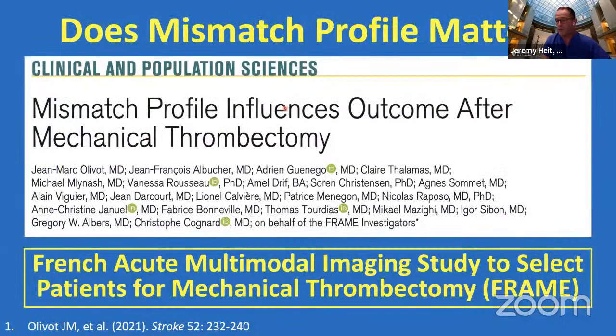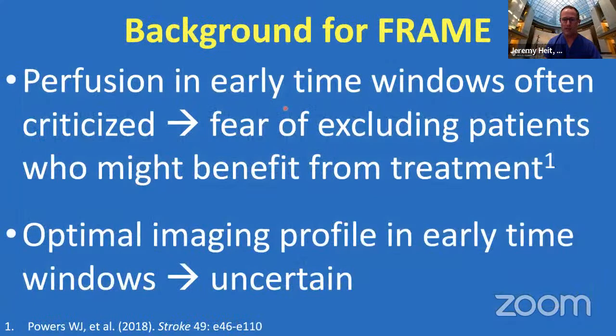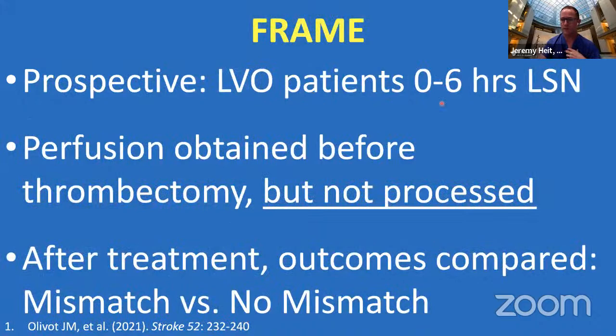But do we have data to actually show that that's the case? This is a really important study, and I think people don't know enough about it. This is the FRAME study, which was done by our colleagues in France. And this is really asking, does the mismatch profile matter, particularly in early window patients? So what FRAME did, all patients that were included got perfusion imaging, all right? We don't know in early time windows if we should necessarily be relying on perfusion imaging, because a lot of the studies in early time windows didn't use it and the field doesn't necessarily use it. So how do we sort out whether we should be doing perfusion in early time windows? Well, that's what FRAME's going to get at. So they took patients with large vessel occlusions within 0 to 6 hours from symptom onset. They did perfusion in all patients, but they didn't process it.